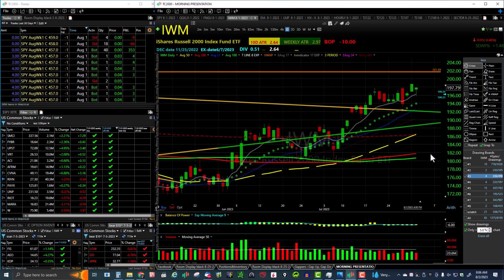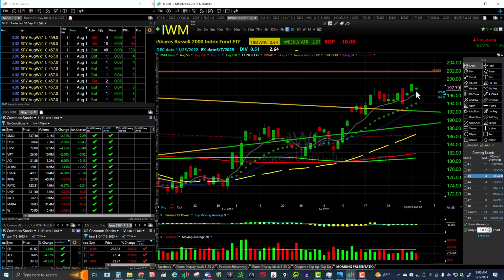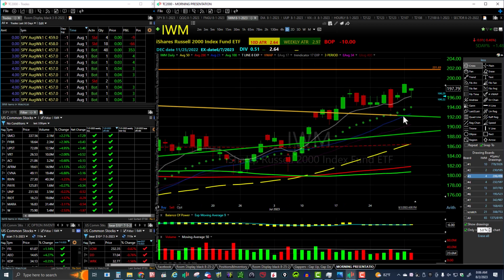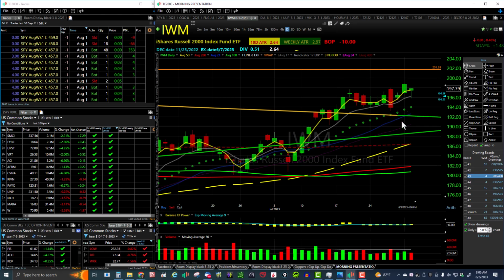IWM. Yesterday's daily candle, nice tail candle. Lower low, lower high. So still up over the trend indicator. And I'm missing one on there. Turn this on just a little bit. All right, so 3 is up over the 8. Price is up over the 3. All three of them are up over the trend indicator. Everything is still bullish on the daily time frame.